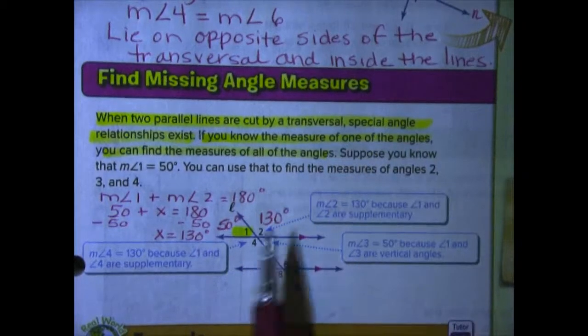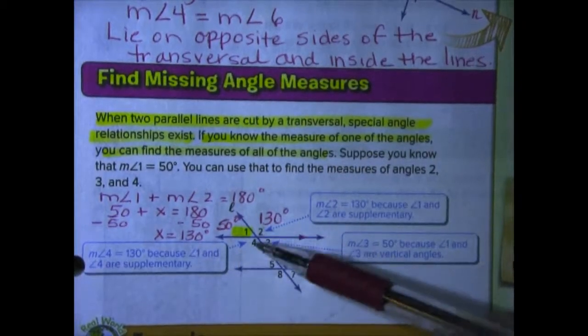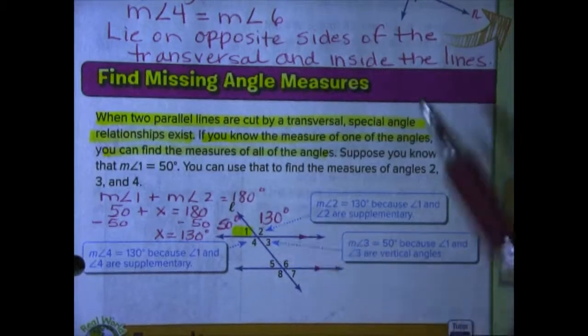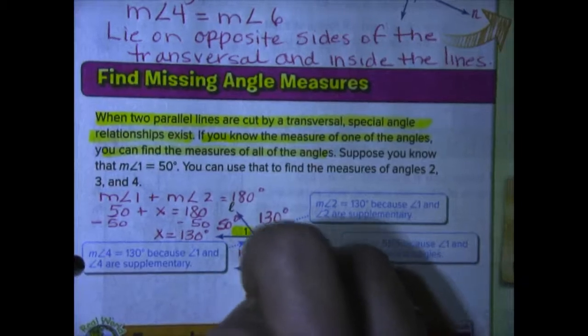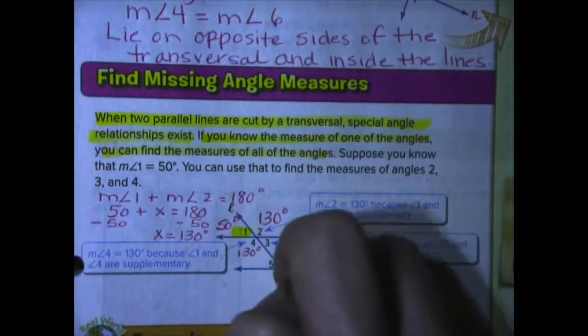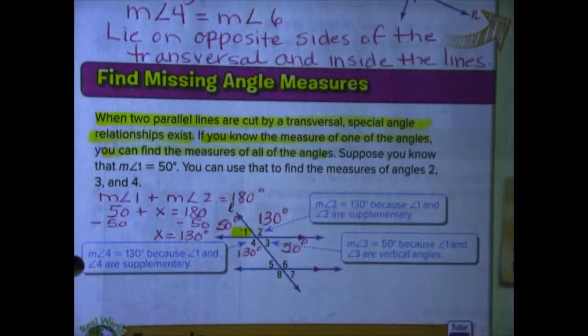Once we know that, we also know that angles that lie on opposite sides like this are going to be vertical. So if angle 2 is 130, then angle 4 is 130. And if angle 1 is 50, it's vertical to angle 3, so angle 3 is also 50. So that's all that you have to do.